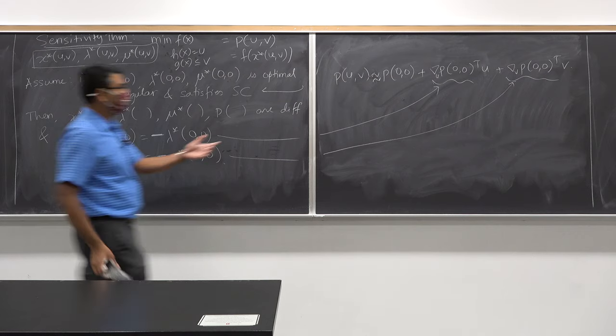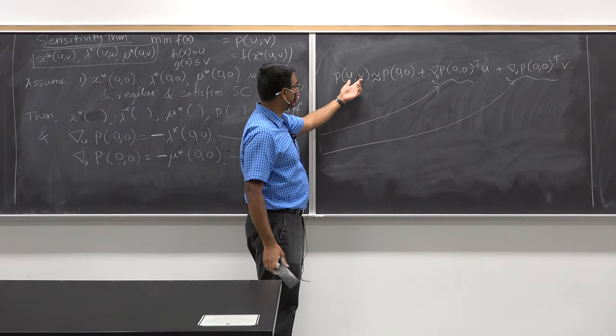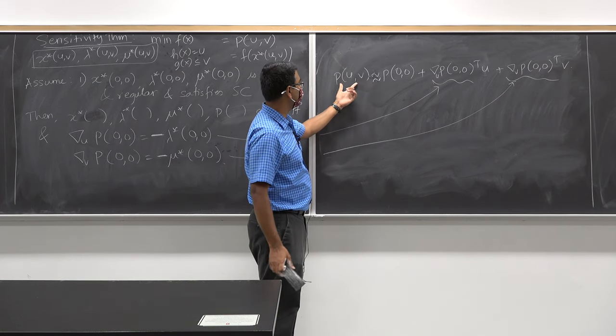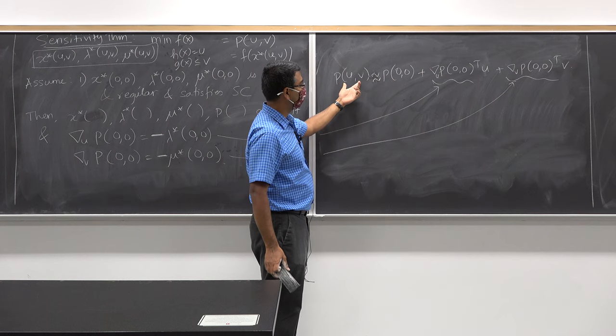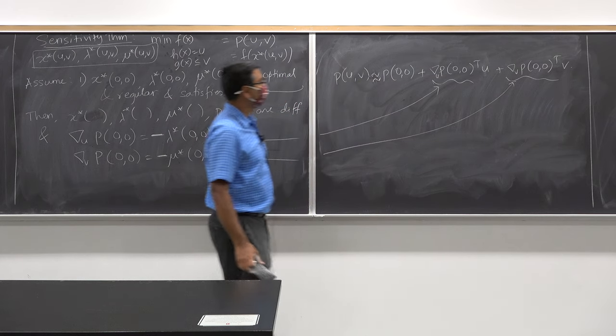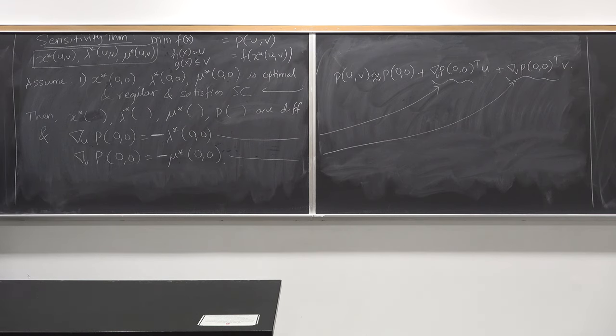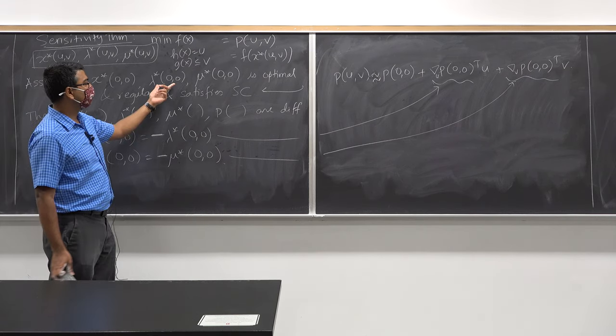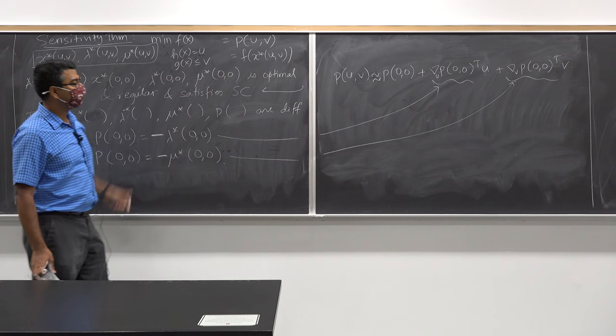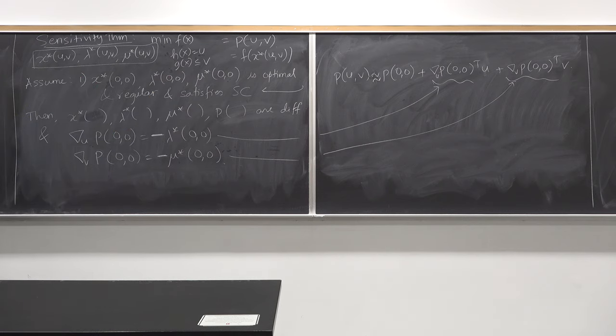So there is an easy way. If things are perturbed, there is an easy expression to compute the first order approximation of what the new perturbed solution is going to look like based on the solution that you already know for the unperturbed problem. Any other question?